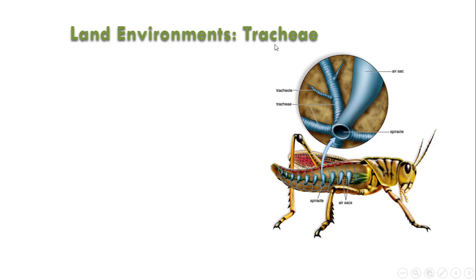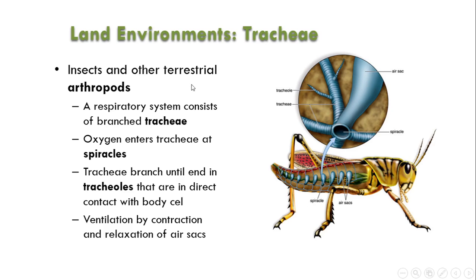Land environment, they use trachea like locusts. الجراد بيستخدم trachea. Insects and other terrestrial arthropods have a respiratory system consisting of trachea. So the insects and terrestrial arthropods use trachea as a respiratory system.